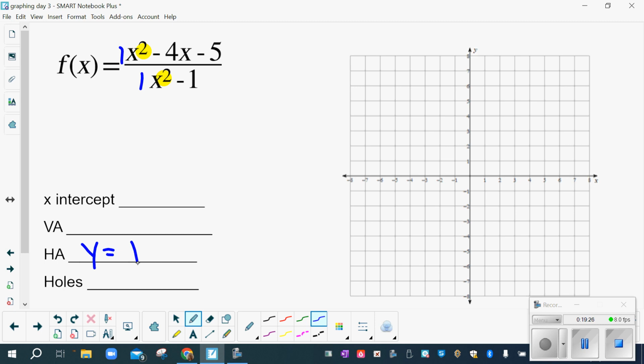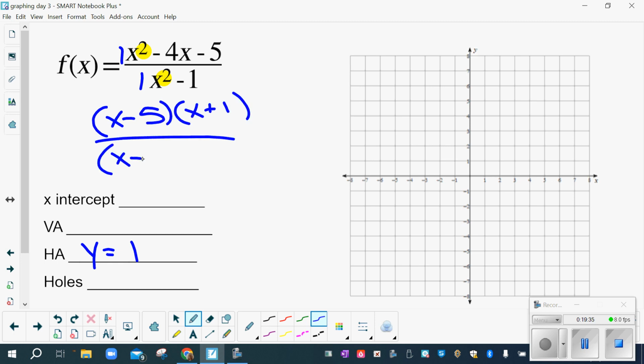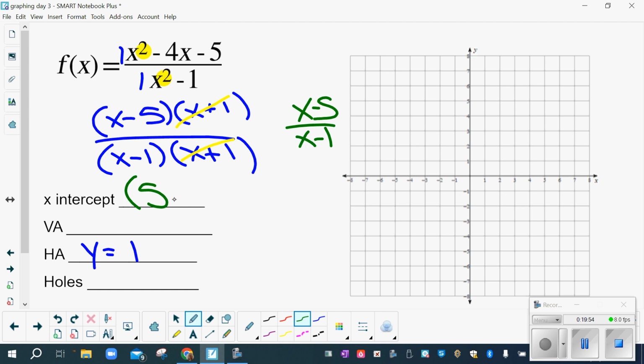Yeah, so it gives us all of our stuff. So here we go. x minus 5, x plus 1 over x minus 1, x plus 1, a little light canceling. So here's what I got. x minus 5 over x minus 1. First thing I'm going to do is find my x-intercept. I have one. It's at 5, 0. Love that for me. I don't always get it, but when I do, I love it.